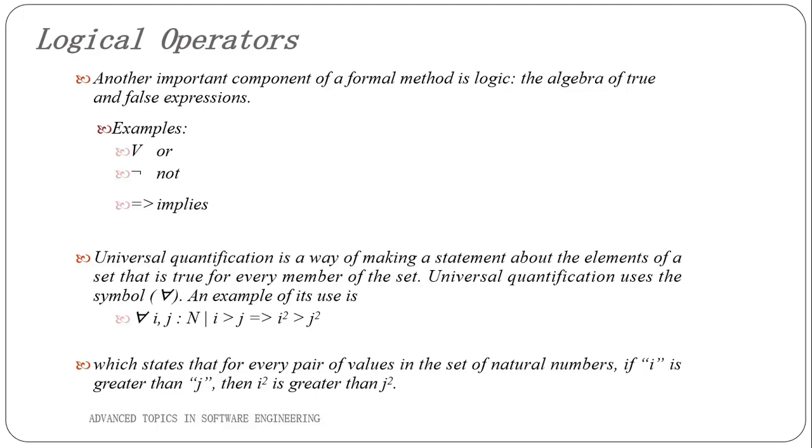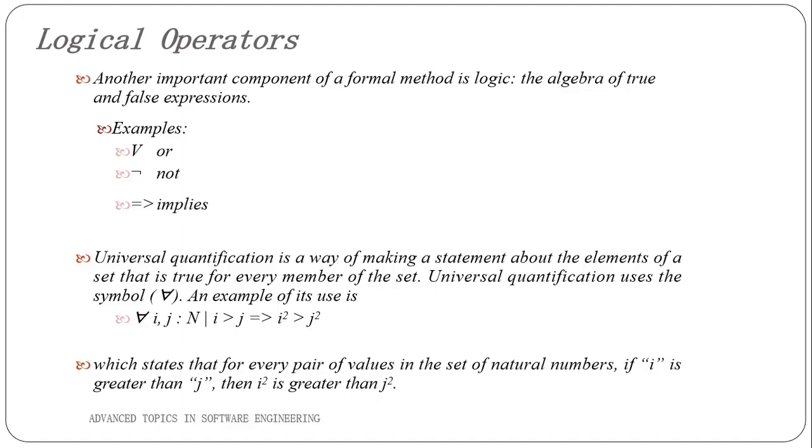Further, the next category of operators that are used in formal methods are called logical operators. That also deals with your discrete mathematics. Another important concept of the formal method is basically logic, that is the algebra of true and false expressions. Some of the logical operators are or, not, implies, and these are some of the logical operators.